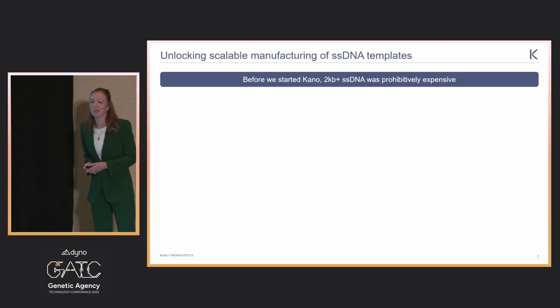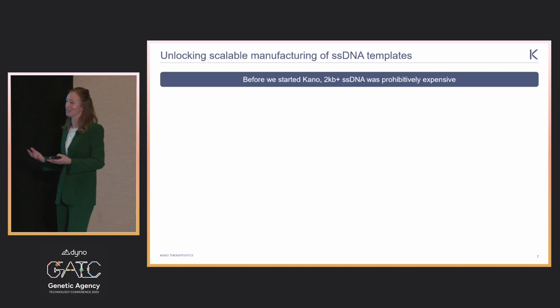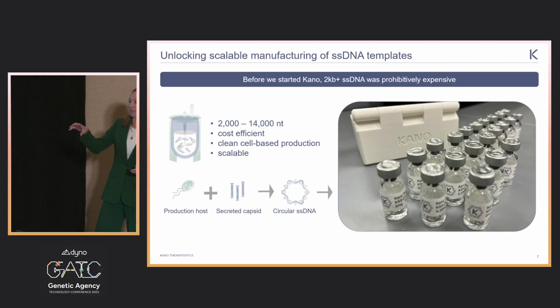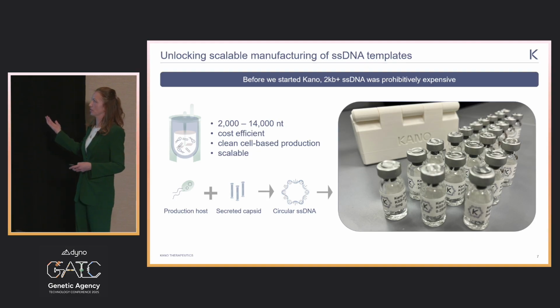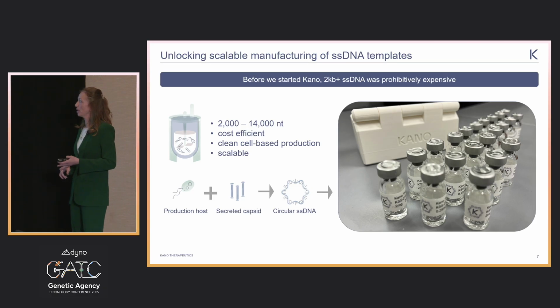Now the question is, if circular single-stranded DNA is such a big thing, why didn't people do that 5 to 10 years ago? And so when we started Kano about 4 years ago, we looked at the market, and making long single-stranded DNA at large scale was simply not possible, because chemical synthesis doesn't do it, and enzymatic processes are too expensive. So what we came up with is, can we create a cell-based process that can use all the infrastructure that plasmid DNA already has, but make a single-stranded DNA? For 2,000 to 14,000 nucleotides, the largest genetic construct we did so far was actually a dystrophin transgene. We can make it cost-efficient and scalable.